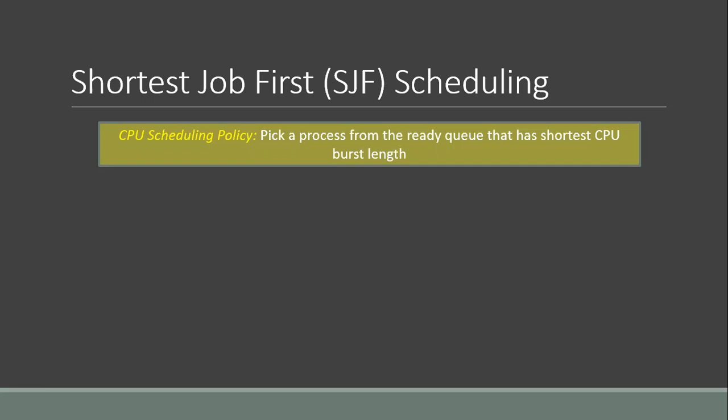Ready queue may have more than one process, and when this is the case, we must select a process from the ready queue for allocation on CPU. So under shortest job first scheduling algorithm, the selection criterion is to select a process whose burst length is shortest as compared to the other processes in the ready queue.